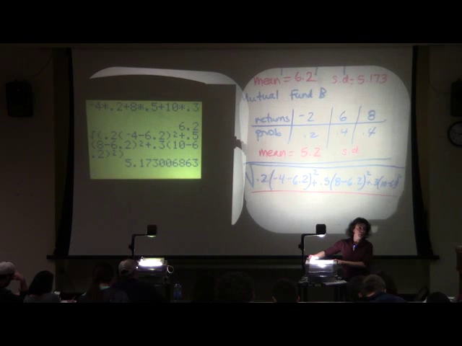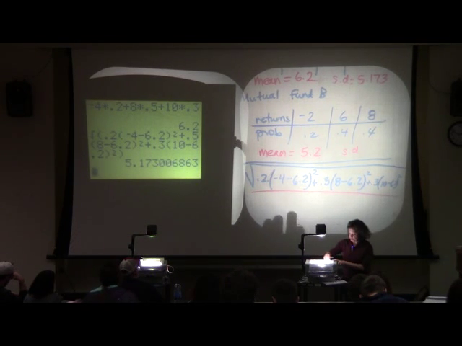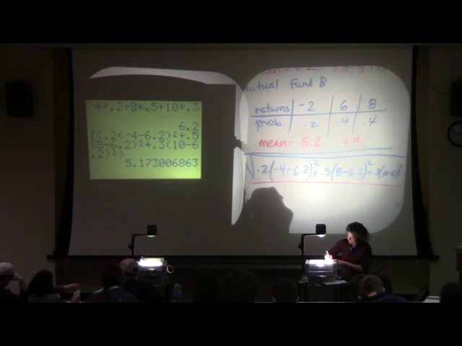Would you like me to write it all out down here? Or just plug it in my calculator? Does anyone want me to write it out? Sure. Okay, then I'm going to do it.